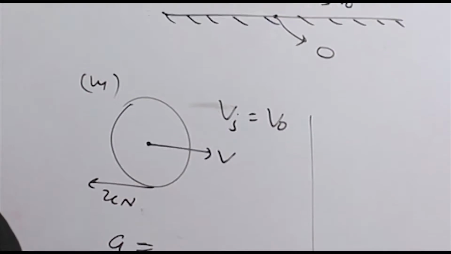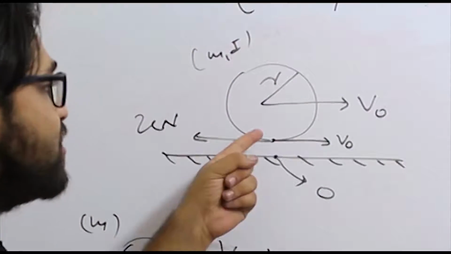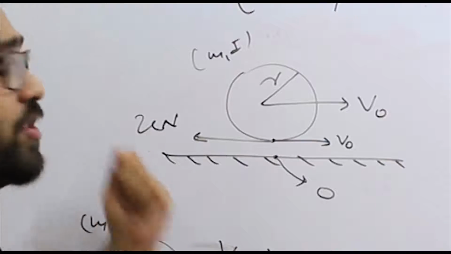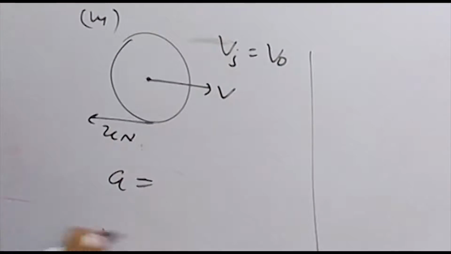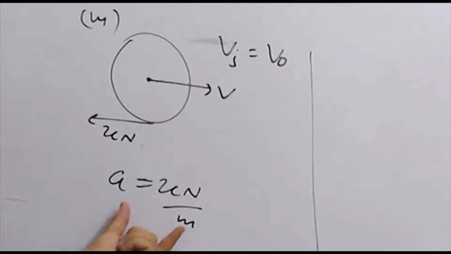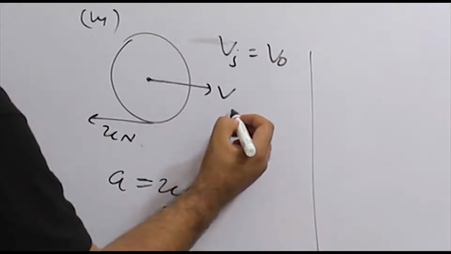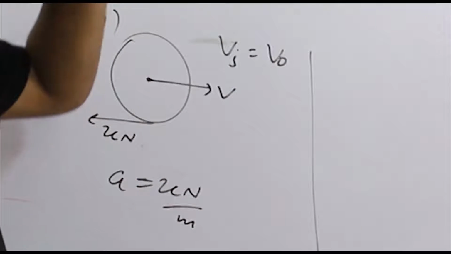And how did that friction come? You give it some initial velocity and keep it on the surface. As you keep it on the surface, slipping starts. As slipping starts, friction acts. So from the very beginning itself, friction will start acting. So this acceleration is going to be mu N divided by mass m. Now this acceleration is actually deceleration. The initial velocity was v0, at any time t the translational velocity is v, and it is going to decrease.